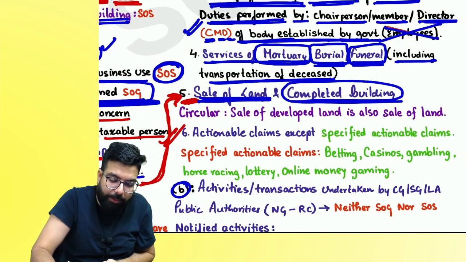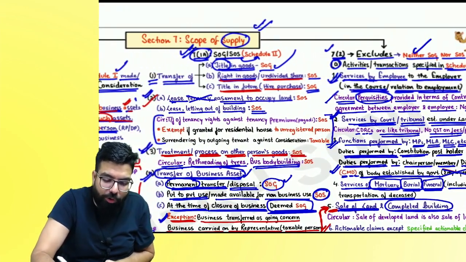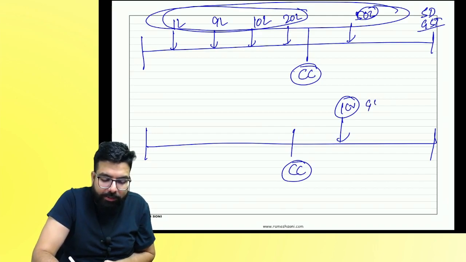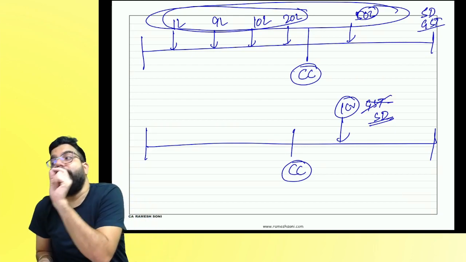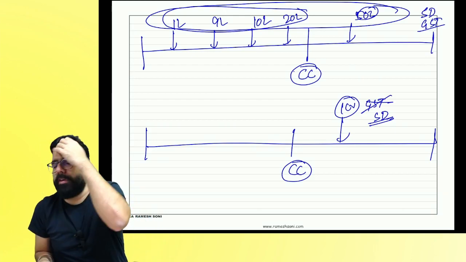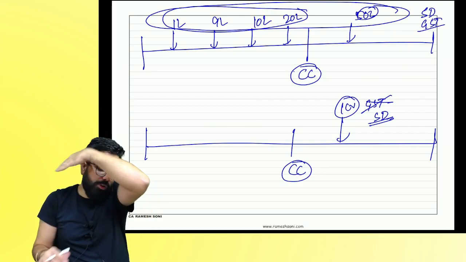And sale of completed building is neither supply of goods nor supply of services. And that's what they are telling. Sir, here GST will not come. Only stamp duty will come. Because construction is a service. Sale of completed building is not a service. Are we clear, everyone?